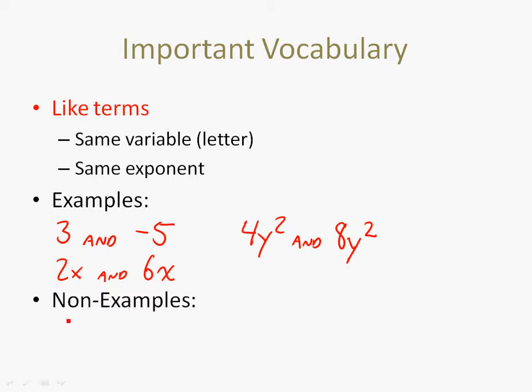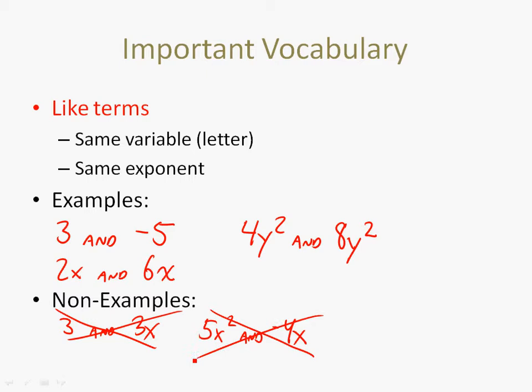Okay, some non-examples. 3 and 3x. Those are not like terms because one of them is just a constant and one of them is an x. 5x squared and negative 4x. You might be thinking, hey, both x's, we're great, but 5x squared has an exponent of 2 and negative 4x is an exponent of 1. So those aren't like terms.